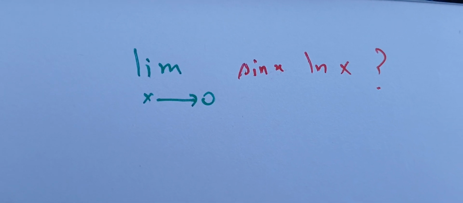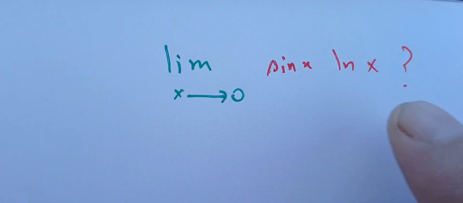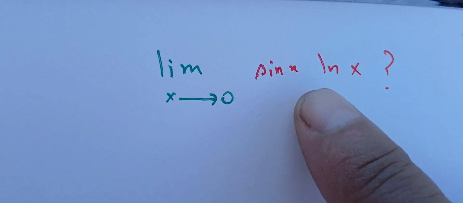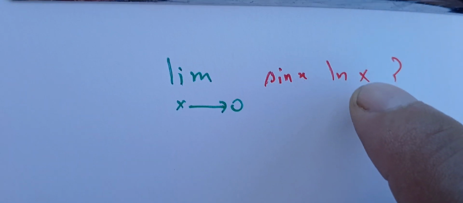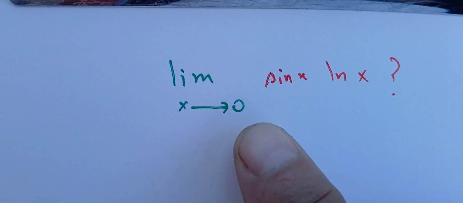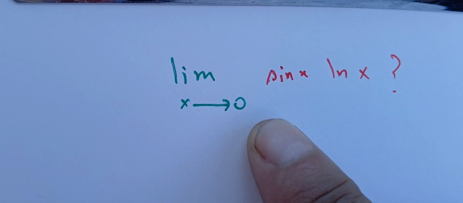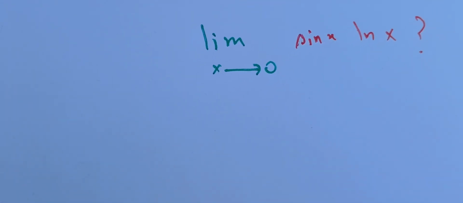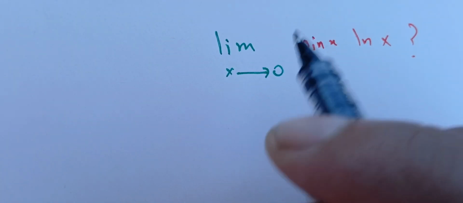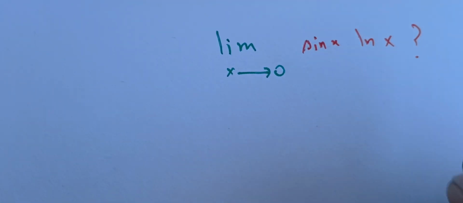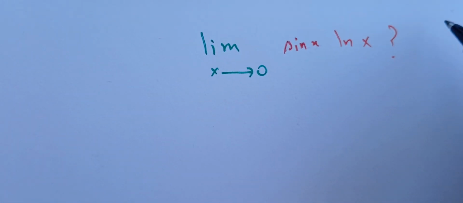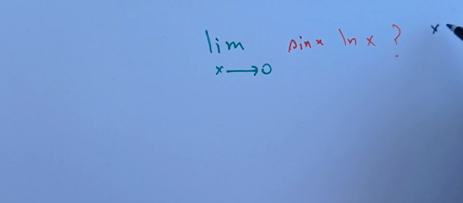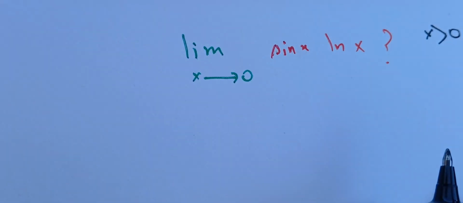Welcome back. In this video, we're going to try to find this limit. So here our function is the sine of x times ln of x, and we want to find the limit as x goes to 0. In fact, we want to find the limit as x goes to 0 from the right, since here the natural log is defined when x is bigger than 0.